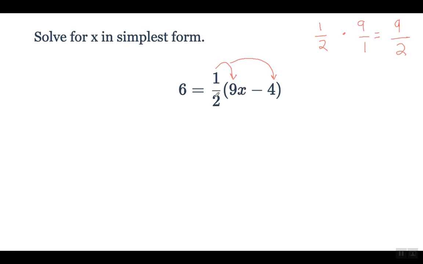So when I multiply 1/2 times 9x, I'm going to get 9x over 2. You could either write it like this, or you could put the x on the side. They both mean the same thing. All right, now let's do the same thing.